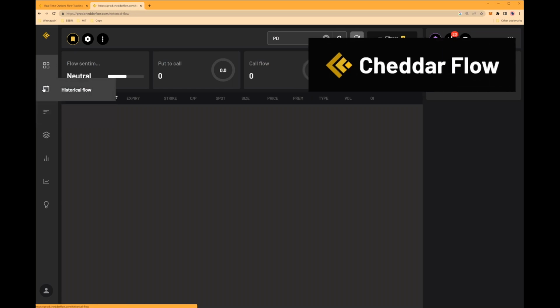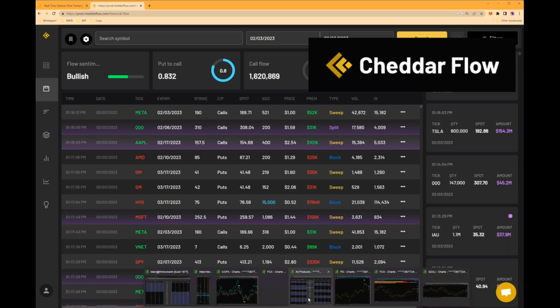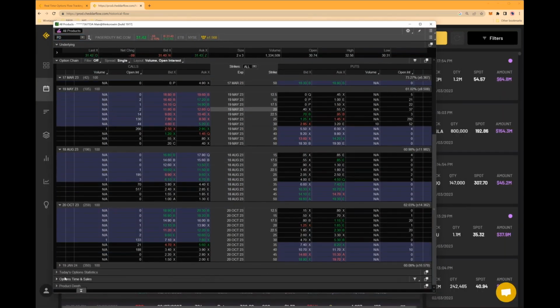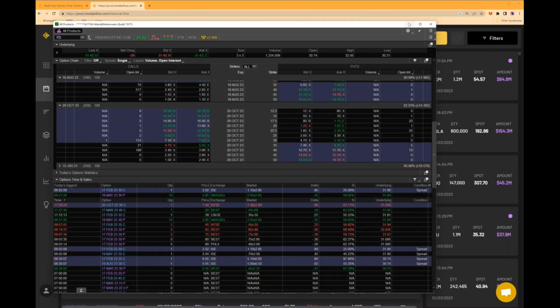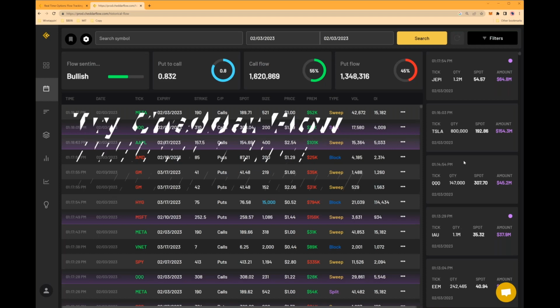What Cheddar Flow is doing is screening, right? In that option flow tab, they are screening. They are basically looking for directional trades. They're looking for folks buying puts or buying calls, and for those option transactions done at the ask, above the ask, or at least at the upper end of the bid-ask spread. So they are trying to weed out spreads and a lot of the other noise to help you narrow down directional option trades.